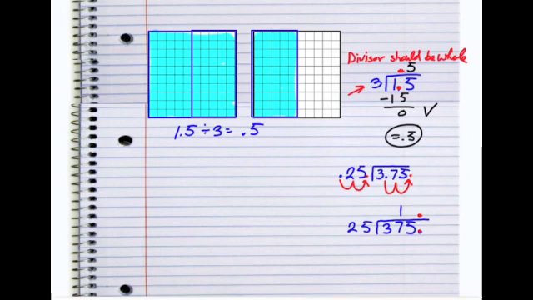25 goes into 37 once, and I multiply, subtract, and what I have left is 12. Bring down my 5. 25 goes into 125 5 times. 5 times 25 is 125. Subtract. I have 0, and I'm all set. What that tells me is that 25 hundredths goes into 3 and 75 hundredths 15 times. That's my final answer.